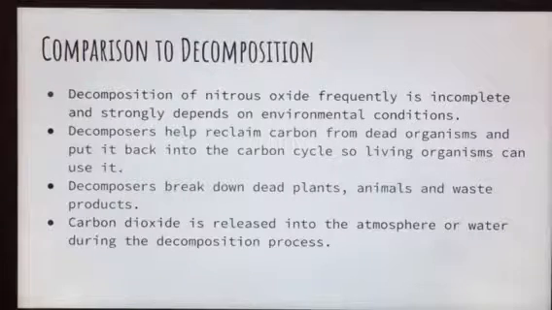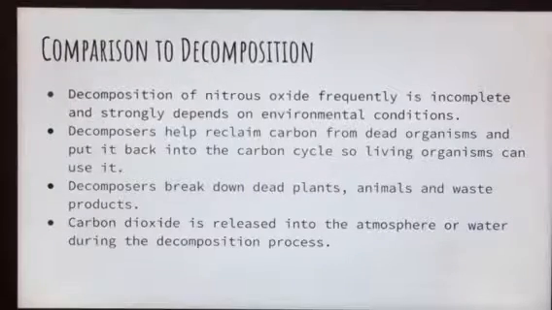Comparison to decomposition. Decomposition of nitrous oxide frequently is incomplete and strongly depends on environmental conditions. Decomposers help reclaim carbon from dead organisms and put it back into the carbon cycle so living organisms can use it. What does that mean? It means that they are able to create a different living system for them so they can recreate their own selves and have a better living environment.